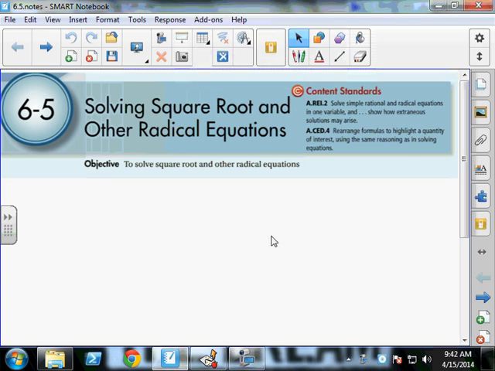Minnick, and today in this video what we'll be looking at is how to solve square root and other radical equations. Now these equations, because it says they're radical, doesn't mean they're gnarly or anything. Well, they might be gnarly, I don't know. But anyway, this can be summarized real quickly.